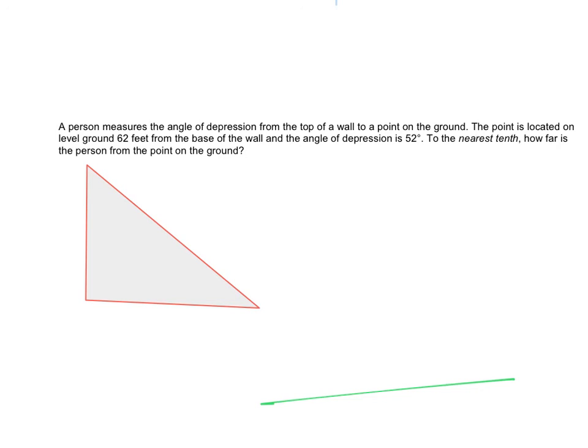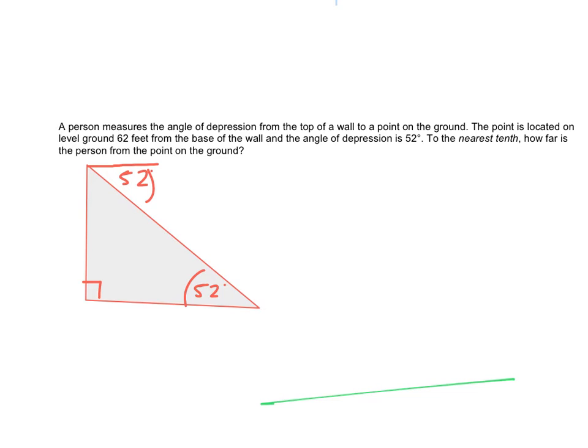So let's first go through and label our picture. Okay. So I know that my angle of depression is 52 degrees. Remember, our angle of depression is up top. But if you remember in the notes on the front, we said that our angle of depression is the exact same as our angle of elevation. They're actually congruent to each other. So I already have one piece of information. So let's go through the problem one more time.